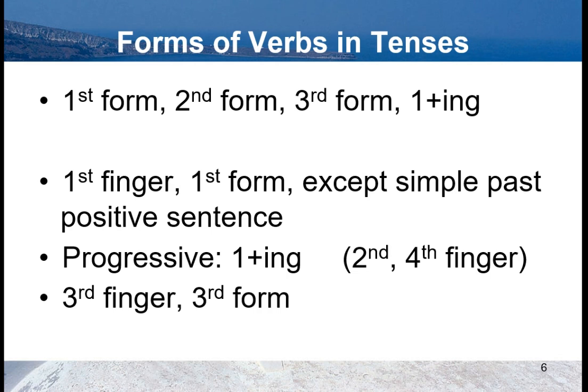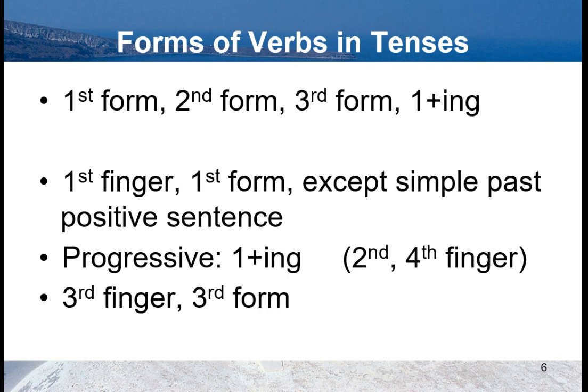Like, he played cricket in simple past. We will use the second form here. Otherwise, the first finger has, like, he likes cricket, first form. He will like cricket, this is also first form. When we talk about simple past, its negative or interrogative sentences also have the first form of the verb.